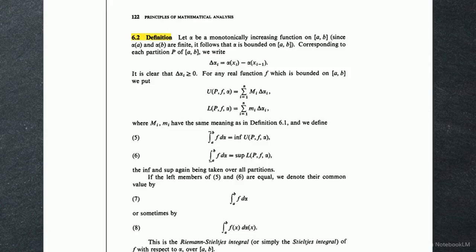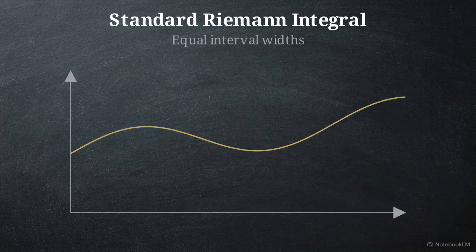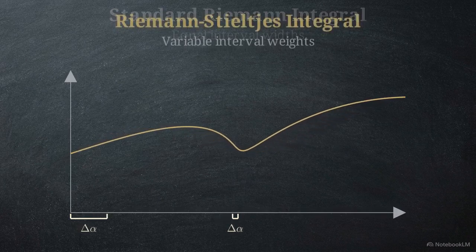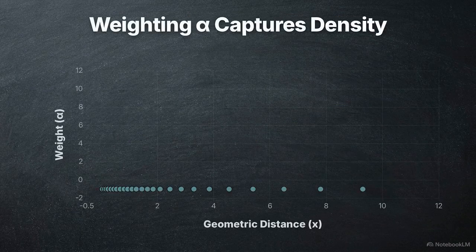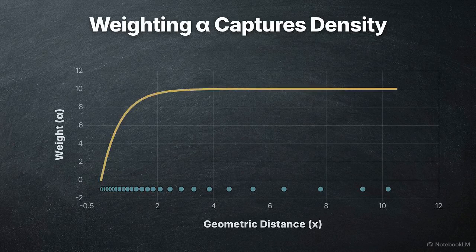Definition 6.2 generalizes the integral by replacing the standard physical width of our segments, delta x sub i, with a monotonically increasing weight function, alpha. Geometrically, alpha acts as a weighting factor. While the standard integral treats every inch of the x-axis equally, the Stieltjes version assigns custom weights, changing how wide a given interval behaves mathematically based on its location. This removes the constraint of strictly measuring geometric distance, allowing us to calculate values for uneven mass distributions or varying probability densities.